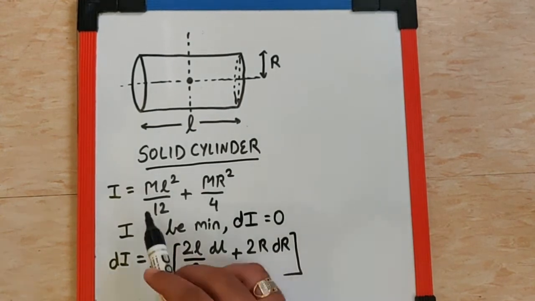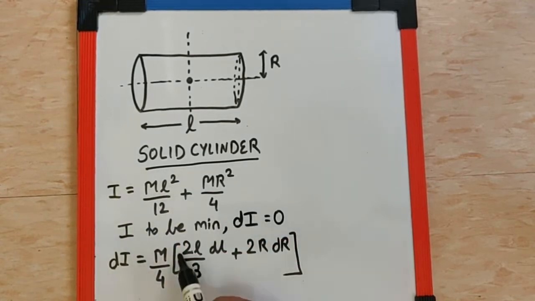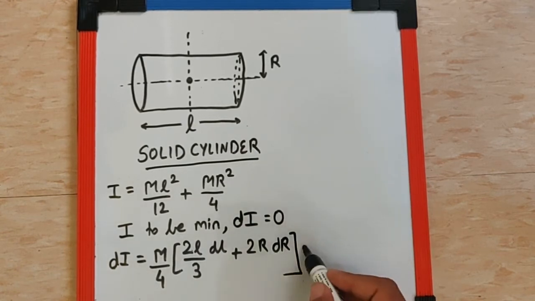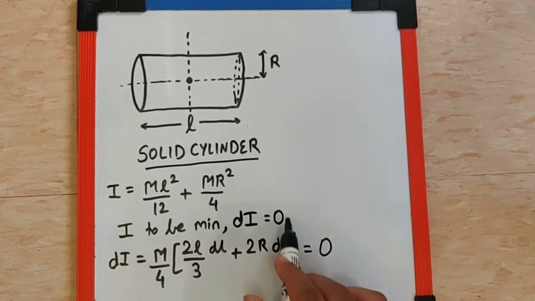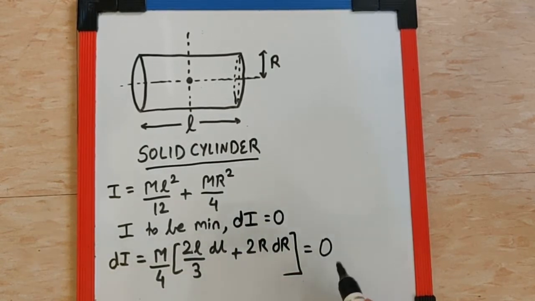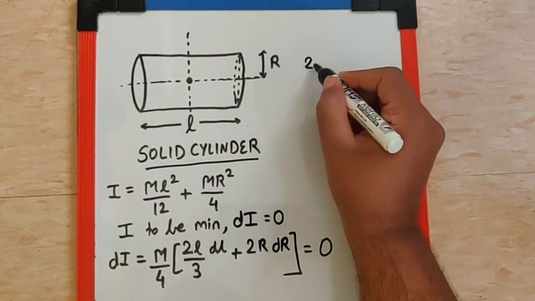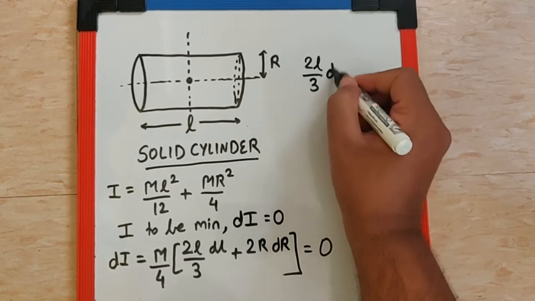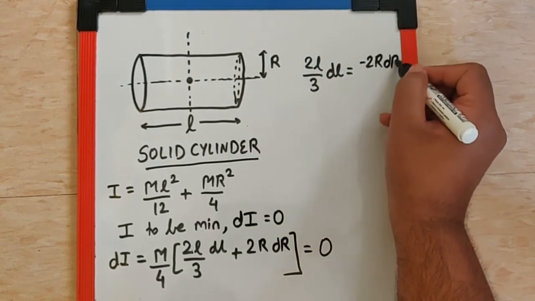So basically we are differentiating I as dI, L square derivative is 2L dL and R square derivative is 2R dR. And we are going to equate this to 0 because we want I to be minimum, for which the first order derivative should be 0. That means if we rearrange this equation, we get 2L by 3 dL is equal to minus 2R dR.